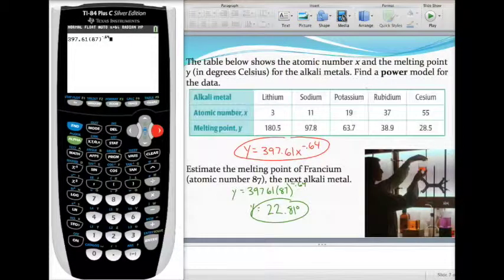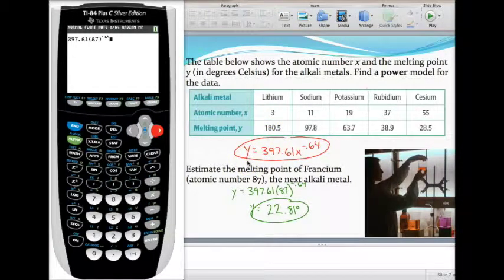And for our last example, let's take a look at an application of doing a power model. Again, look for that keyword in the problem. That's the only thing that's going to tell you whether you're doing a power or exponential model. So pause the video, get this data typed in. Just make sure you can come up with the same power function that I came up with. This time it's the atomic number as the x and that element's melting point.